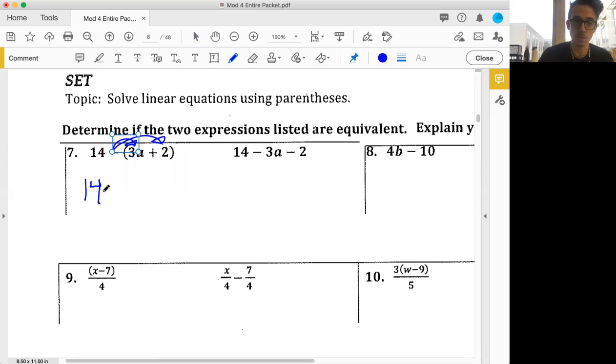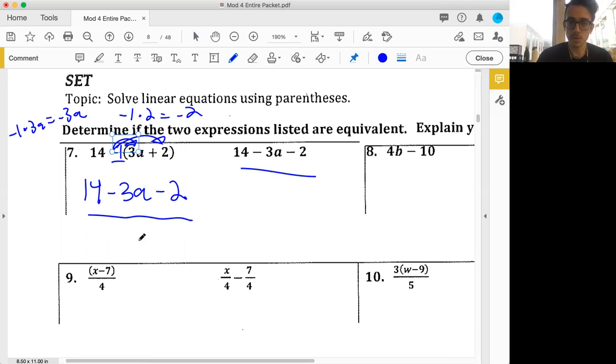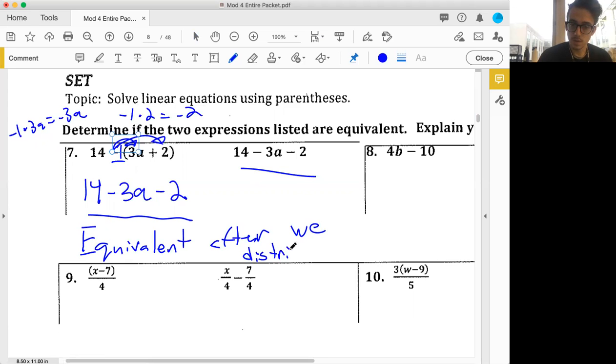So we can rewrite this as 14 minus 3a minus 2, because think of this as -1 times 3a, which would give you -3a. And maybe that's a good way to think of it. -1 times 3a gets you -3a. -1 times 2 gets you -2. And lo and behold, we do get the same outcomes. So we would say they are equivalent after we distribute on the left one in particular. Make sense?